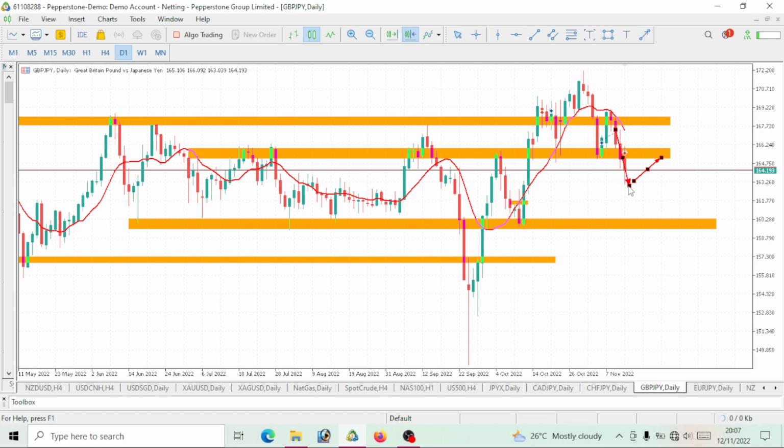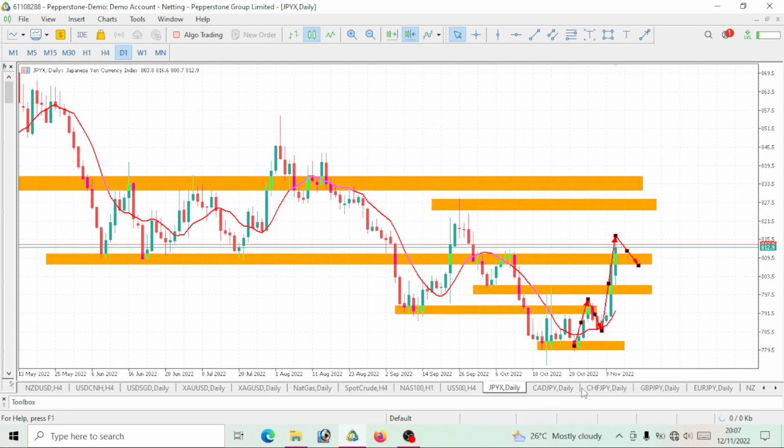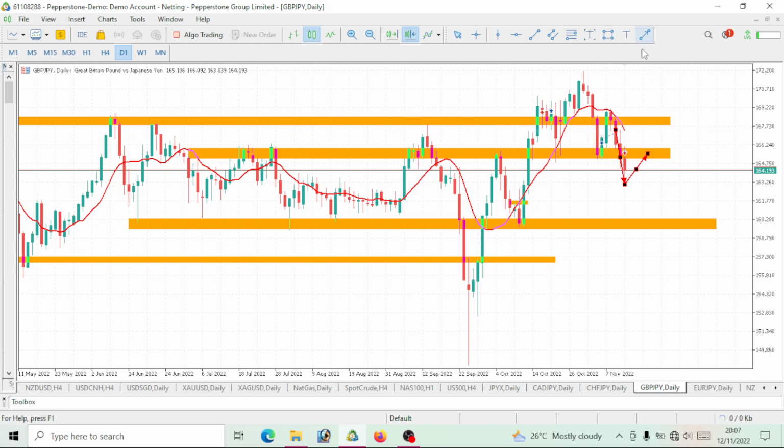Once this GBP/JPY drops like this, we have a correction here, right? The same way we will be having a correction on the JPY index. Then once the JPY index starts giving us a rally movement to be able to take out these highs, we will continue our bearish movement downward to take out this level of 160. So GBP/JPY is another way of going bearish.